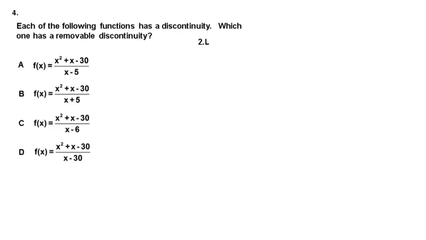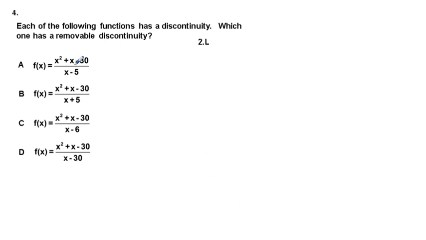Problem 4. Each of the following functions has a discontinuity. Which one has a removable discontinuity? You can see the numerators are all the same, x squared plus x minus 30. And so it's only going to be what's in the denominator that makes the discontinuity removable or non-removable. We should be able to see where these discontinuities take place, but which one is removable. There are different ways to do this. I'm going to go to the graphing calculator first.